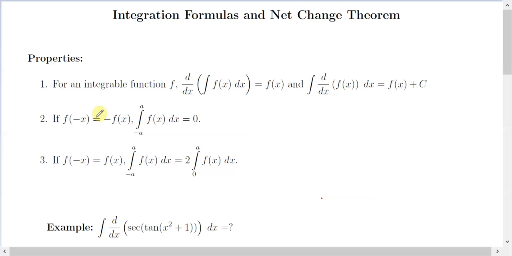Here are a few properties of integration that are important. We'll consider this first one in this video, and then we'll follow up on these others. This first one is very important. It's for indefinite integrals, but what it says is that if you take the derivative of an indefinite integral, you get the integrand.